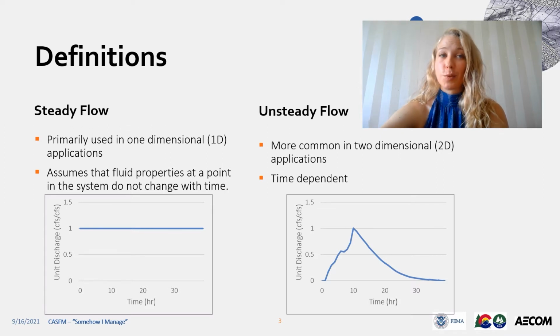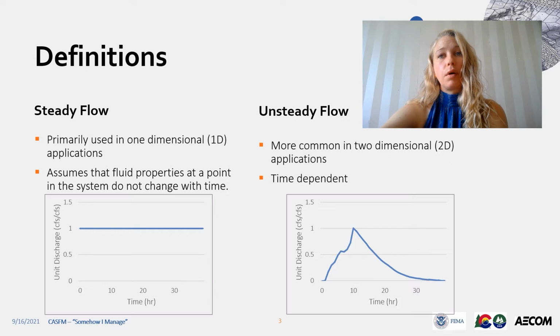Class on Fridays, which I can't blame you for, here's some quick definitions of steady and unsteady flow. Steady flow is most commonly used in 1D applications and assumes that fluid properties at a point in the system do not change with time. A unit hydrograph for something like this would be a straight line, which you can see on the left here.